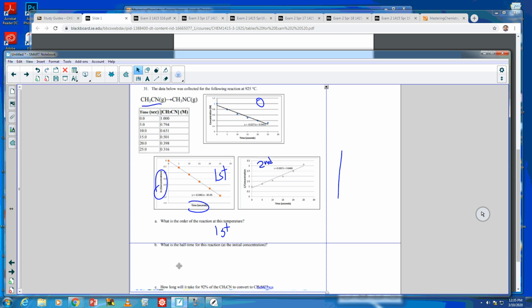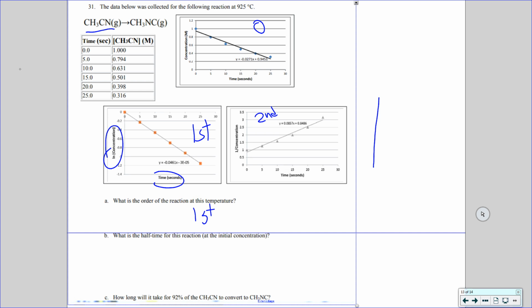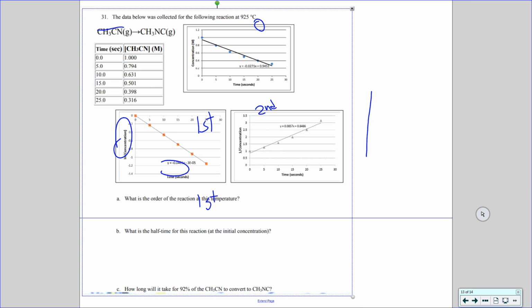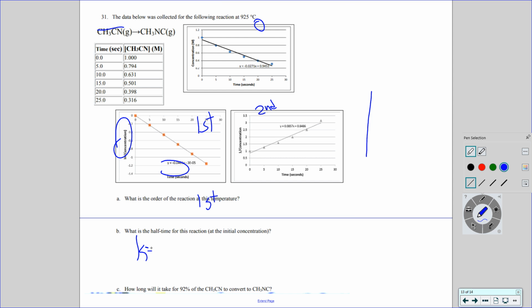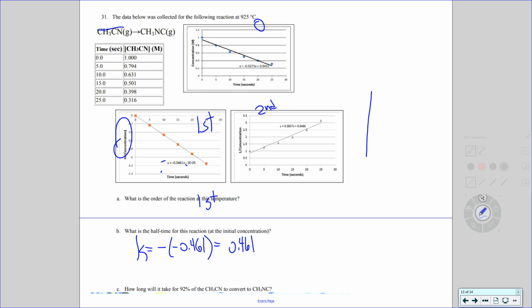All right, the slope is equal to a negative of K, so for this one, K is equal to a negative of a negative 0.461. Negative 461. So K is a positive 0.461. Negative and negative make it positive.